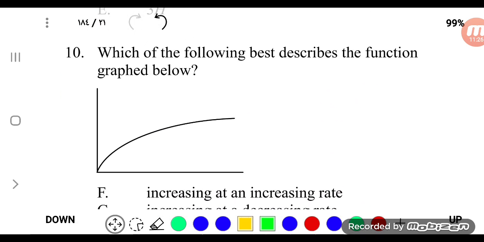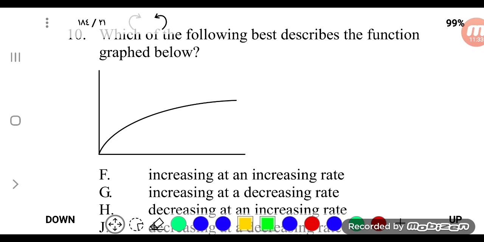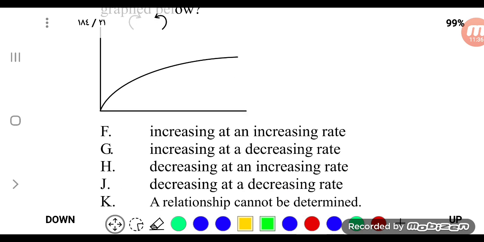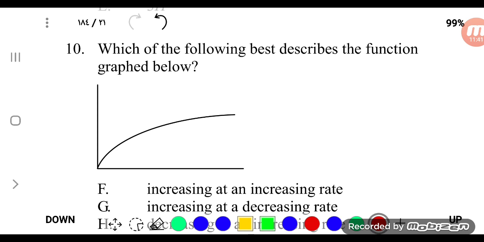Next one, question 10. Which of the following best describes the function graph below? Increasing or decreasing. Let's check. In order to know whether the function is increasing or not, you place the pen on the left side of the function, then you move with the pen. If the pen is moving up, the function is increasing. If the pen is moving down, the function is decreasing.